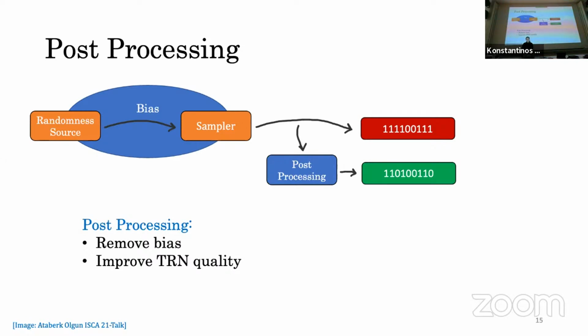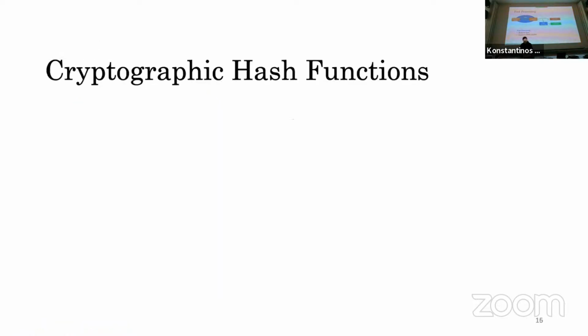I'm going to really quickly introduce two methods of post-processing that are relevant in this paper. Firstly, cryptographic hash functions. These perform arithmetic operations on an input bit stream to scramble and randomize it.